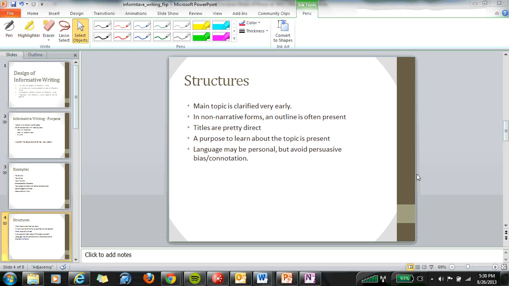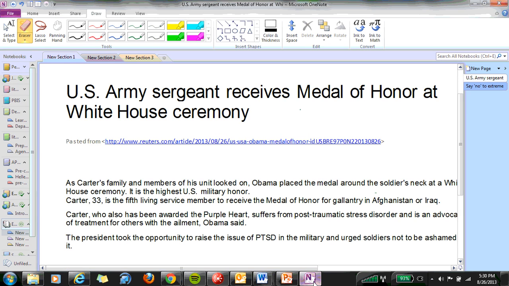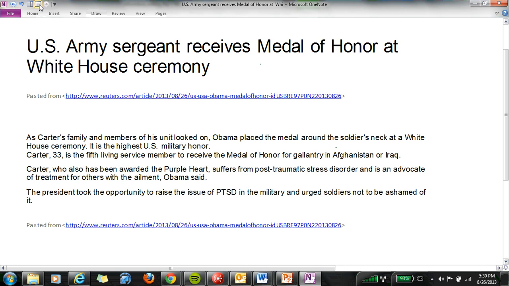I want to look at the structures slide one last time, because we're going to look at two examples right now. The main topic is clarified very early. We often get some kind of outline of information early on. The titles tend to be direct, and a purpose to learn about the topic is present, and usually the language is really the key, like I said. Okay, I'm going to show you two articles. First one, this is from CNN on today's news. I want you to pause your recording and take a moment to read it. I'm assuming you've done that, and I want to go through this now.